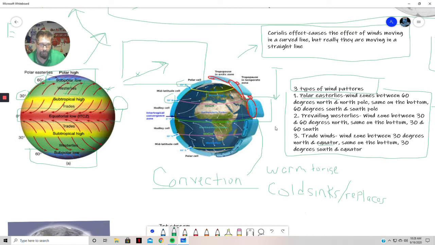The second set, which is the one that affects us, is the prevailing westerlies. That's between 30 and 60. So we're talking about this belt right here, and that's us right there. We're in that belt. Those are the westerlies. Those are our winds, and you can see the patterns here. They're between the 30 and 60 degree line, and of course the same on the bottom, the 30 to 60 degree line. That is our wind pattern right there.